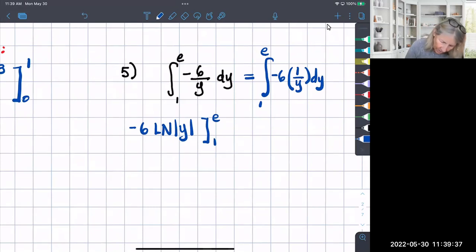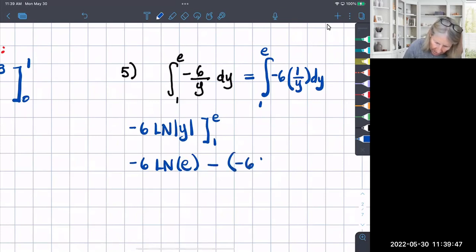e plugs in first, so it's -6 times the natural log of e. I can drop the absolute value because e is a positive number. Minus -6 times the natural log of 1. Drop the absolute value, 1 is a positive number.